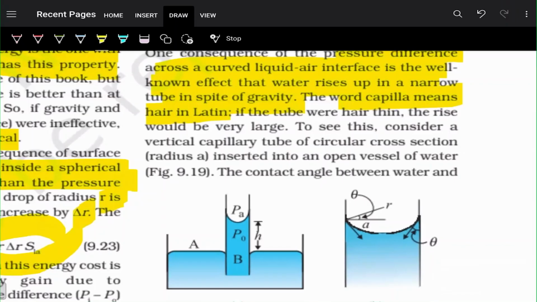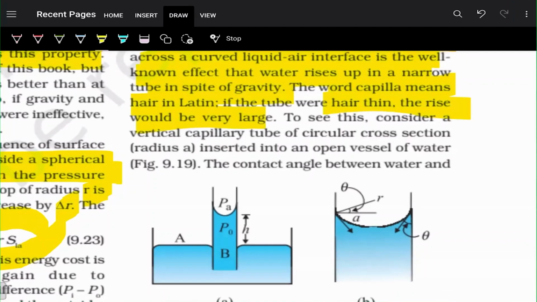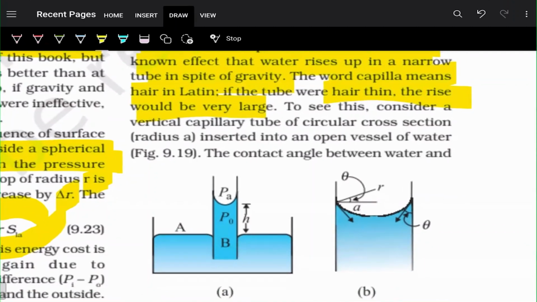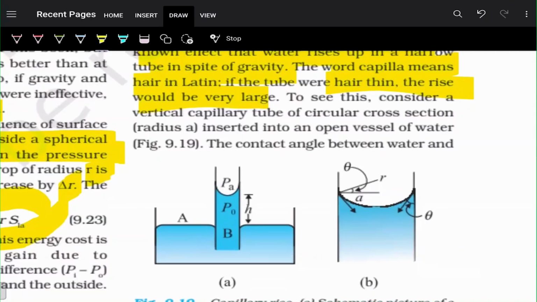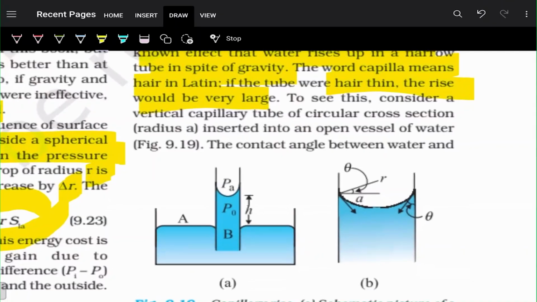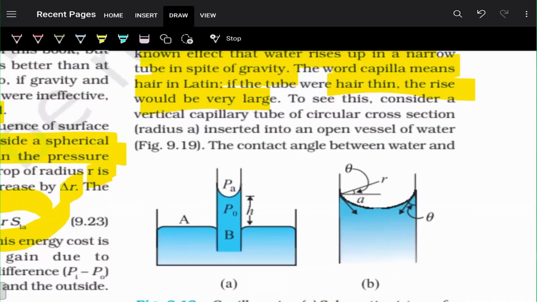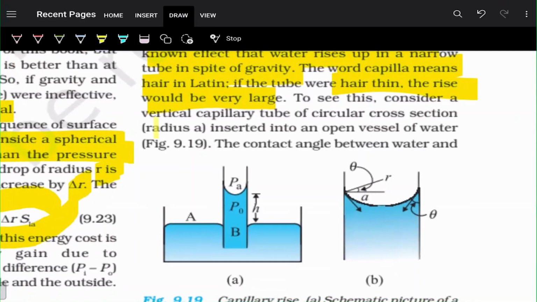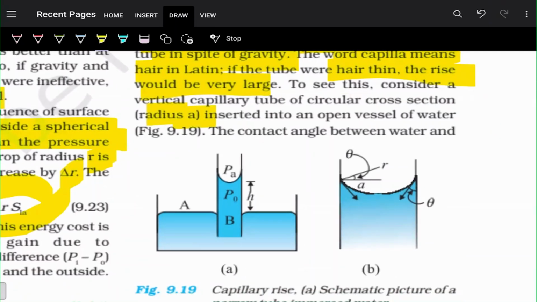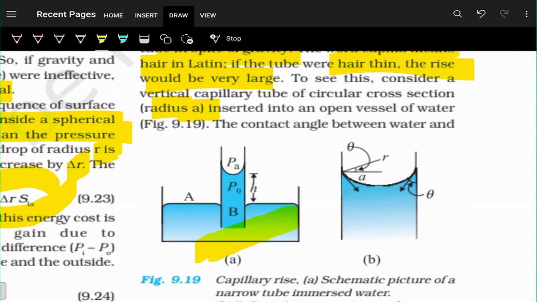To see this, consider a vertical capillary tube of circular cross section, radius a. നമ്മൾ ഒരു vertical circular capillary tube എടുക്കുന്നു. അതിന്റെ ക്രോസ് സെക്ഷനിൽ റേഡിയസ് സ്മോൾ a ആണ്. It is inserted into an open vessel of water. The contact angle between the water and the tube is theta.